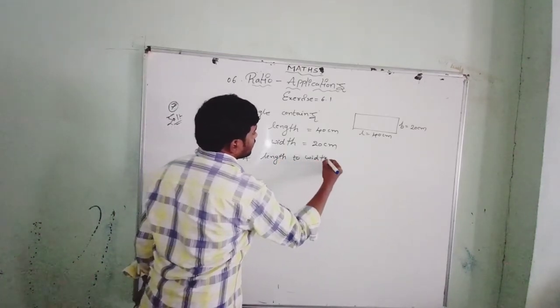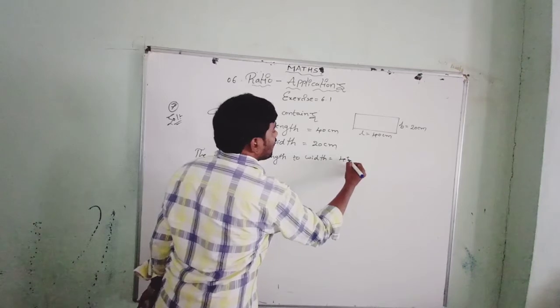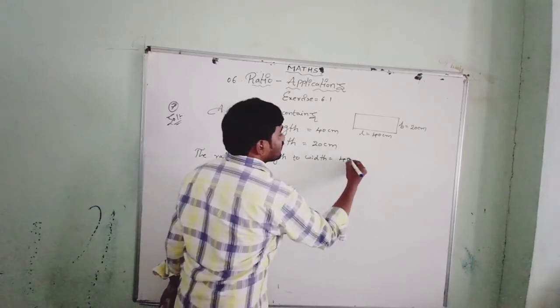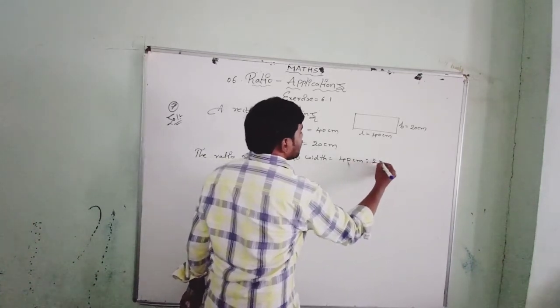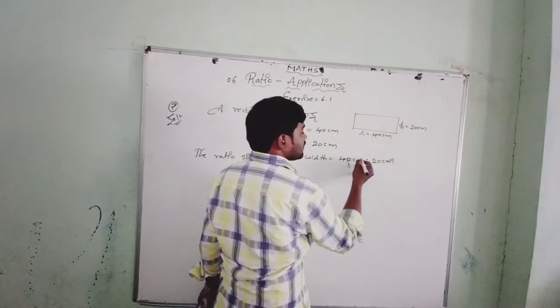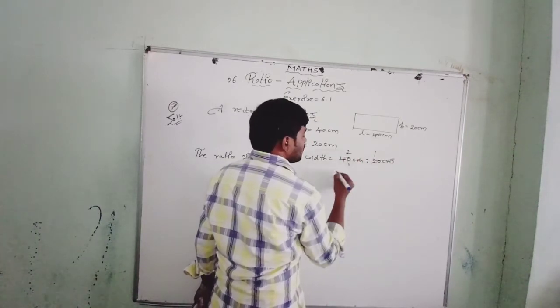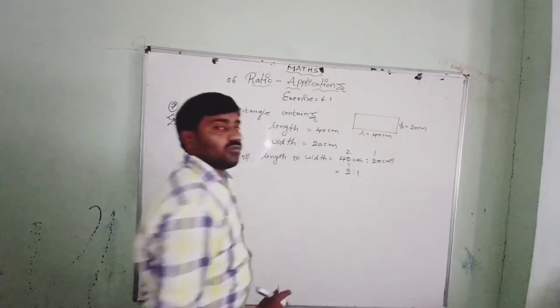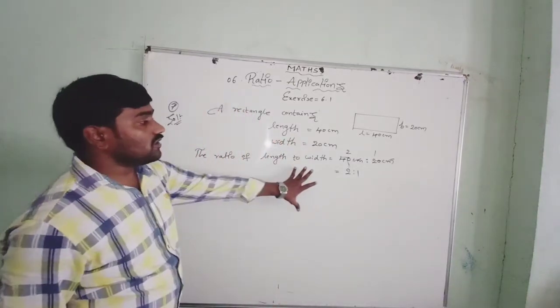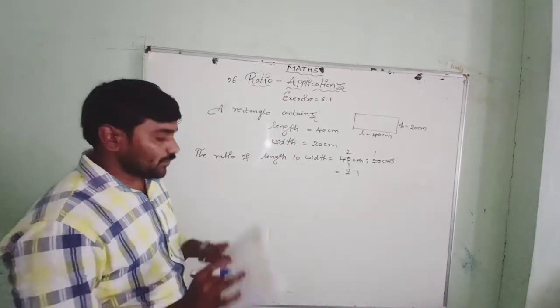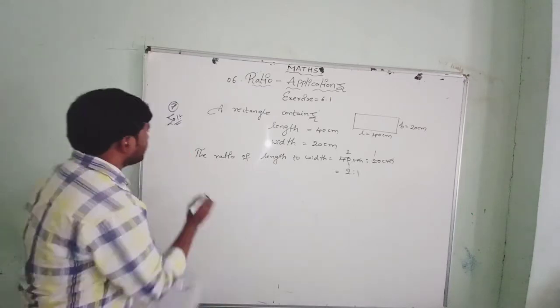width equal to 40 centimeters is to 20 centimeters. Centimeter, 2 1s are 2, 2 2s are 4, that equals 2 is to 1. Very simple. The ratio of the length to width is 2 is to 1. Then the 8th one.